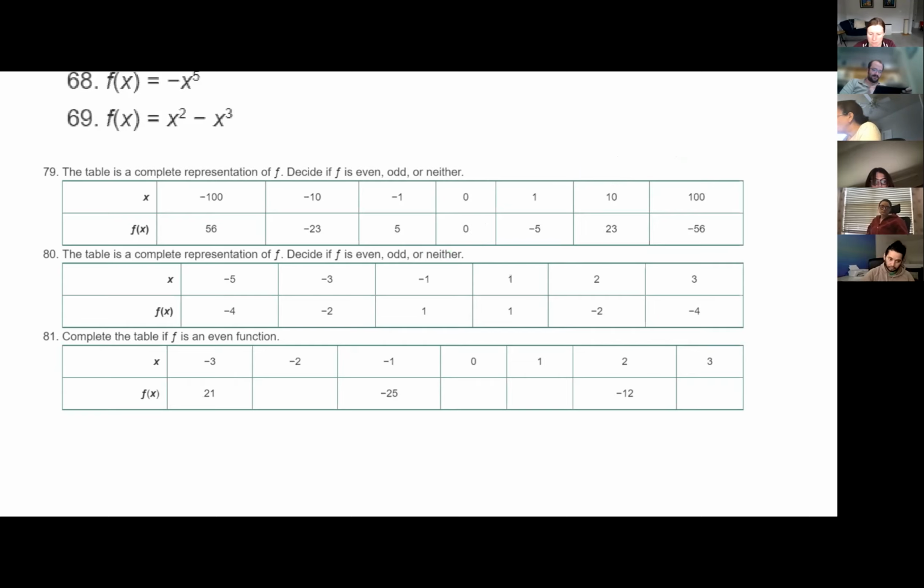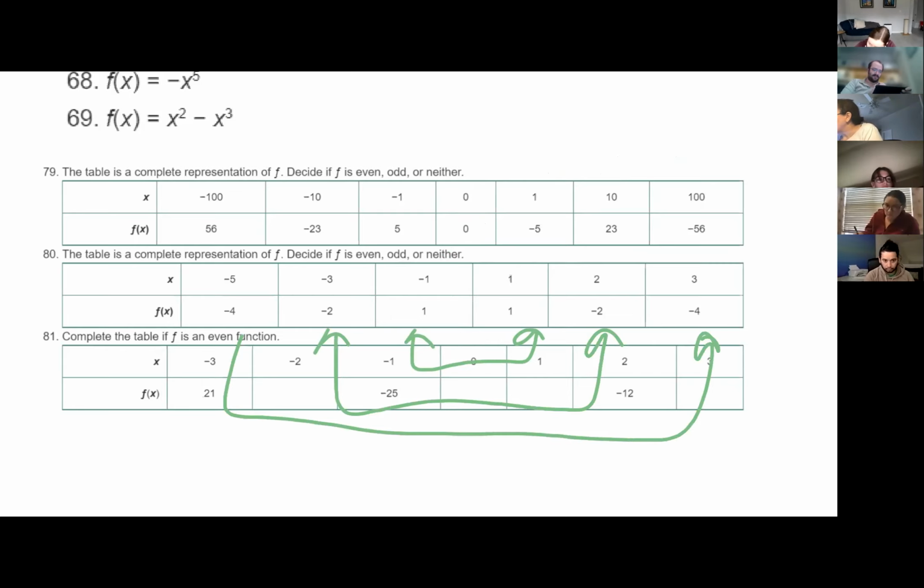So what about this one? If we look along here, how do these match up? If I do the x versus the negative of the x, how are those things matching up? They're the same. So what does that make this? Even. So if you're looking at it and you're negating the x and you get the same thing, whether the x is negative or positive, it's an even function.